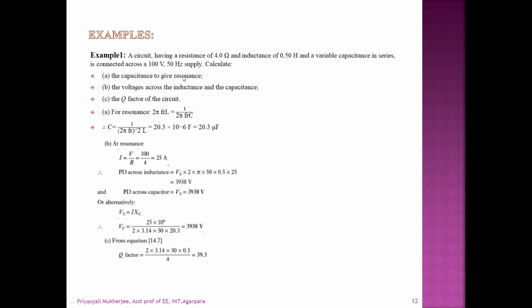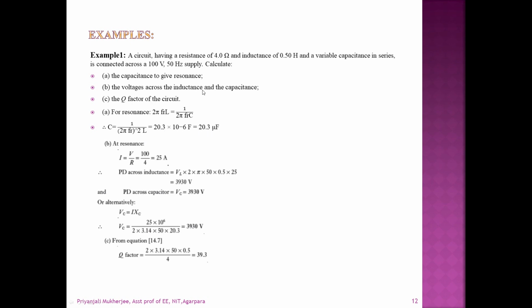So for the first one, we know that XL is equal to XC, where XC is equal to 1 by 2 pi FC and XL is equal to 2 pi FL. So using these two equations, we can find out the value of C, that is equal to 1 by (2 pi FR) whole square into L, and we can obtain the value that is equal to 20.3 microfarad.